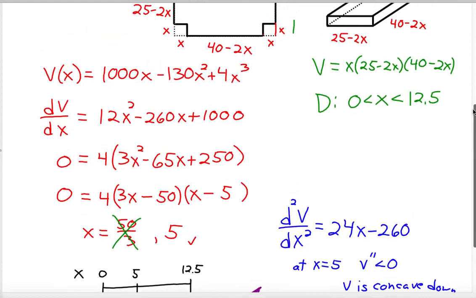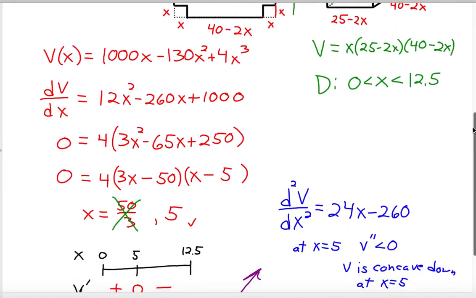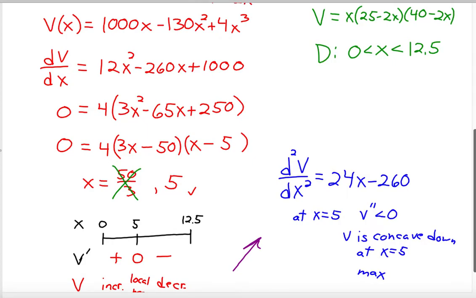All right, so now we go back up. What size squares must be cut out? So let's make sure we answer our question. So 5, our units were centimeters, by 5 centimeters should be the size of the squares that are cut out to maximize the volume. Sometimes the question will say, what is the maximum volume? So then we have to evaluate v of 5, etc. So always go back and reread the question.